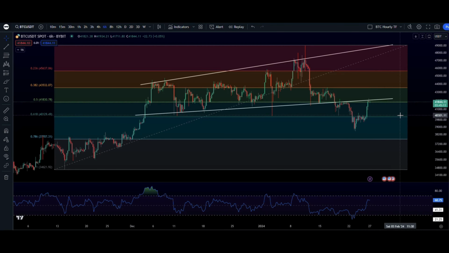Now the scenario that can play out over here is in the 6 hours time frame. If we see a rejection coming in, maybe a candle close to 41,300, right, a red candle forming in, then the next candle can go bearish, and we might see Bitcoin falling all the way down to maybe close to 38k once again, or maybe the level that we were looking for, close to 37k.